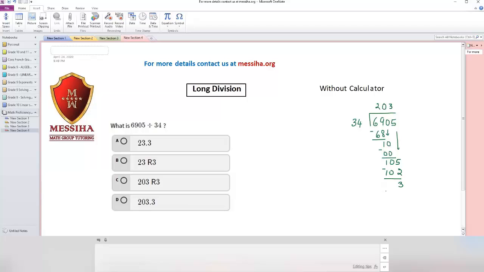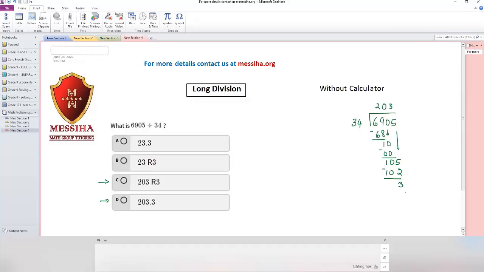Now I can stop at this level, or I can continue with the decimal point. I can force the 0, 30, and continue. But I'm doing that as a check, because here I can see two different answers that are close to mine. 203, remainder 3, which is exactly what I have here. And the other one, 203 decimal point 3.